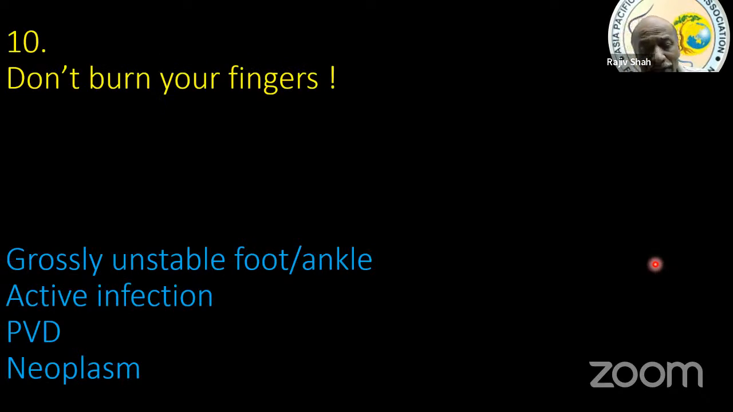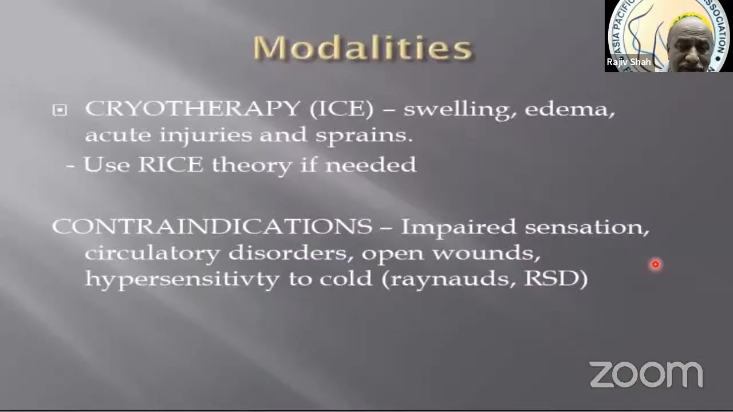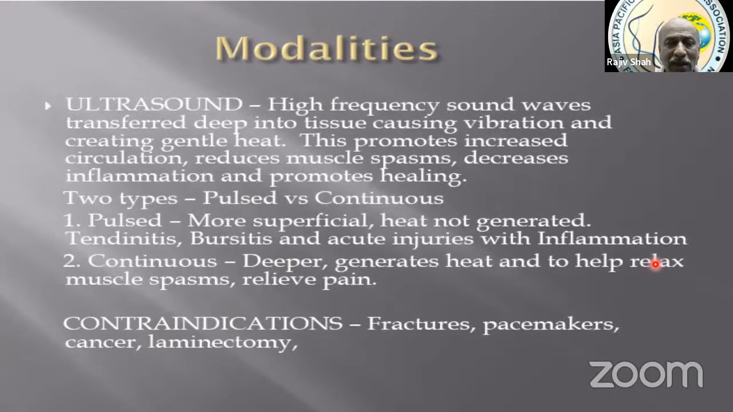Contraindications to foot and ankle physiotherapy are grossly unstable foot and ankle, active infection, peripheral vascular disease, and some kind of malignancy. Now there are various modalities which we prescribe. It could be cryotherapy, where for swelling, edema, you're using it. When there are impaired sensation or circulatory disorders or open wound or hypersensitivity to cold, you should not be using cryotherapy. Contrast bath, when you want to contract and dilate the tissue, but the contraindication is malignancy.